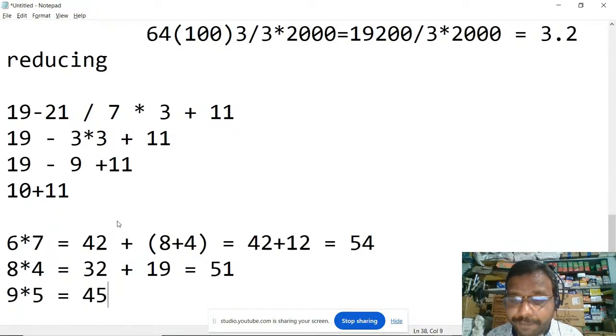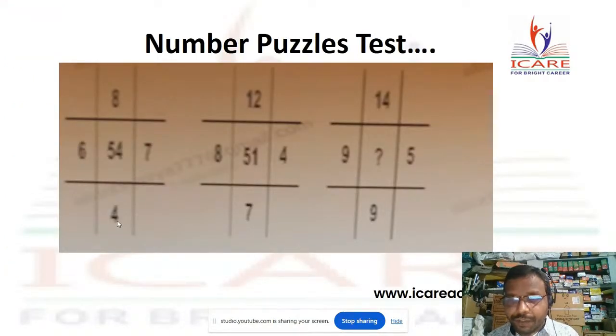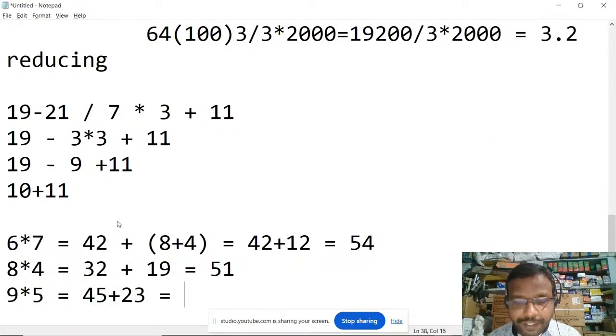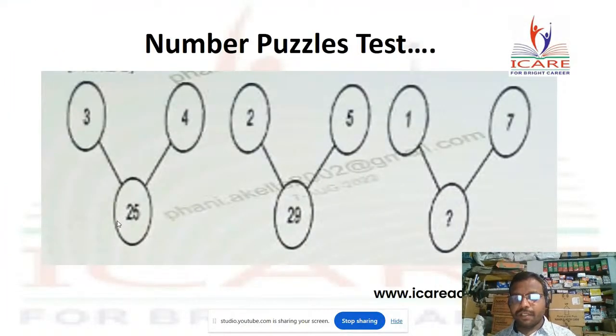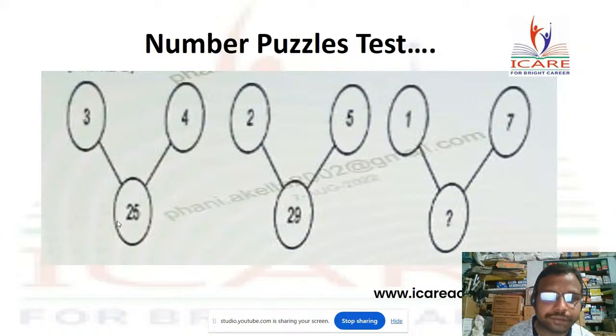9 5s are 45, plus 14 plus 9, 23. 45 plus 23, how much? 68. Good. One more. 3 4 25.